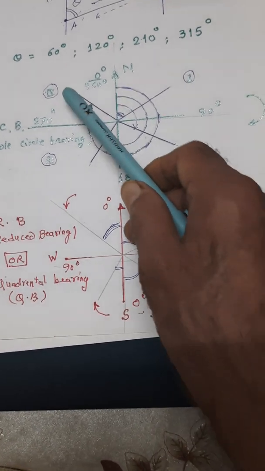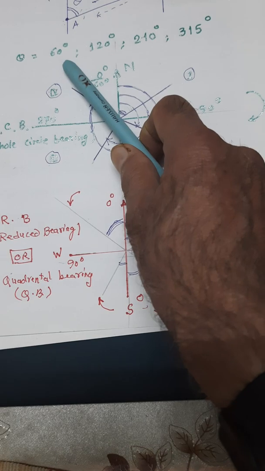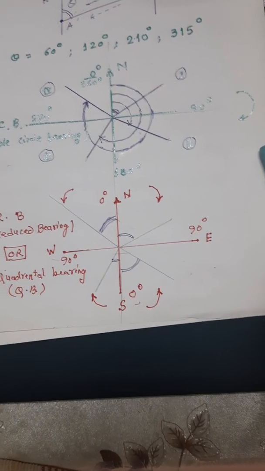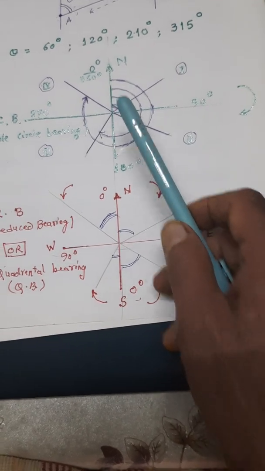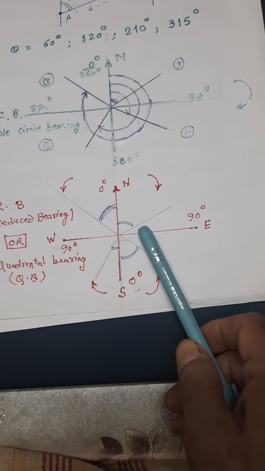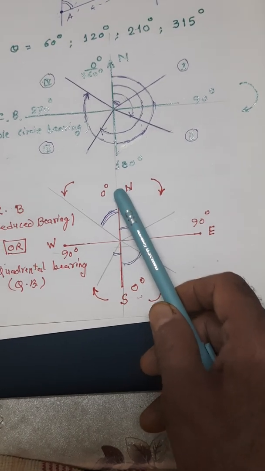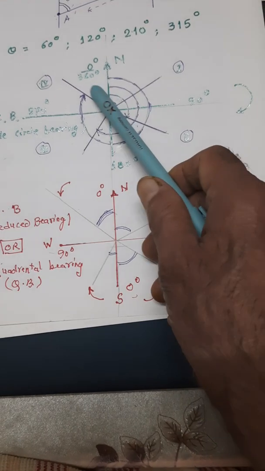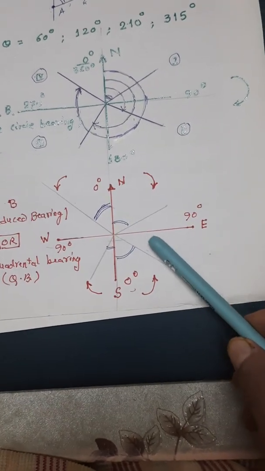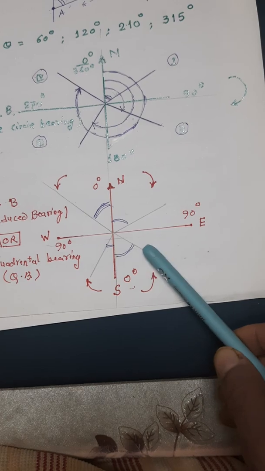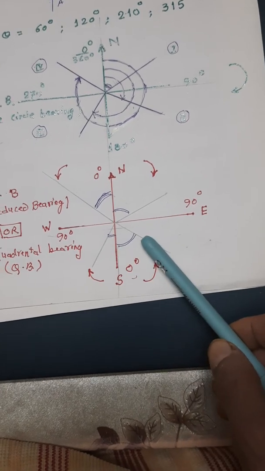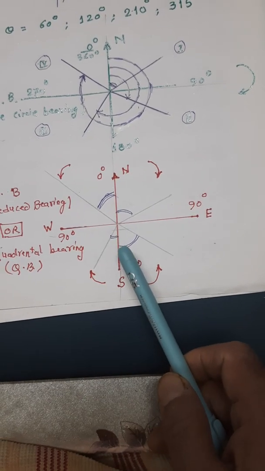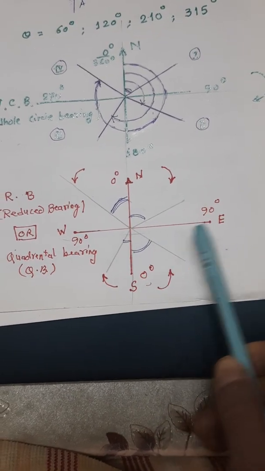Just for example, if I talk about 60 degrees, it is lying in quadrant 1. So when we are talking about quadrant 1, here it is 60 degrees. So how will we write this? N 60 degree E. About 120, it is lying over here. This is 120, so this is 60 degrees. This is 60 degrees, and we have to go in this quadrant. So how will we write it? S 60 degree E.